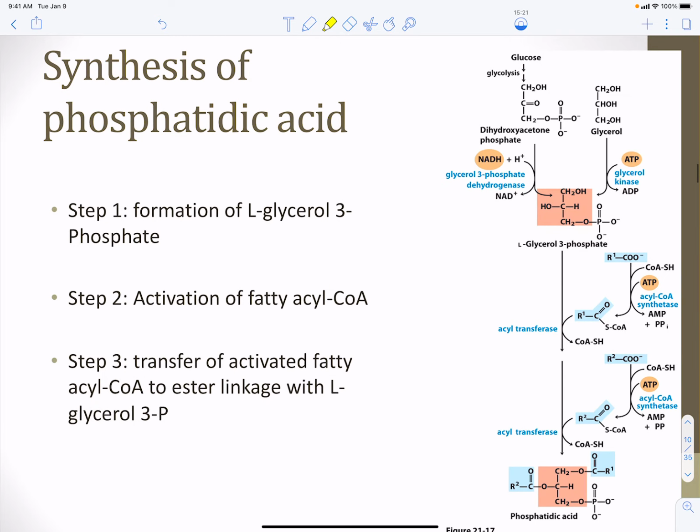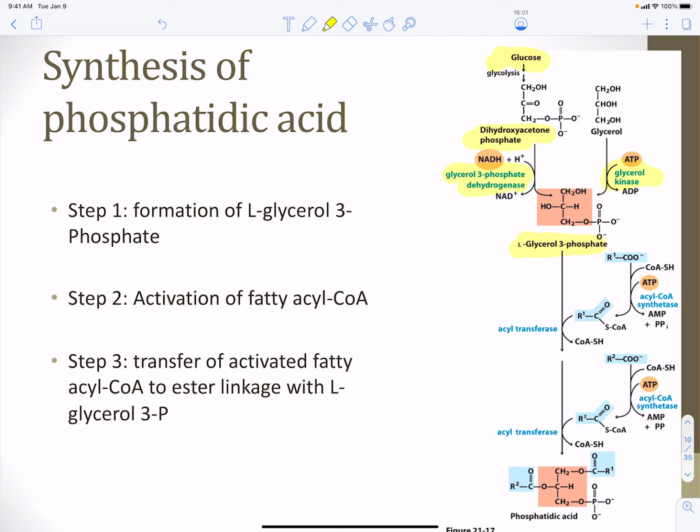So now synthesis of phosphatidic acid is basically going to be, you have your glucose, and then you're going to eventually get dihydroxyacetone phosphate. And then dihydroxyacetone phosphate through glycerol 3-phosphate dehydrogenase can become glycerol 3-phosphate. There is also in the liver glycerol kinase, and so remember the liver will pick up glycerol when fats are released from your adipose tissue, and then the glycerol can be worked on by glycerol kinase and generate glycerol 3-phosphate.